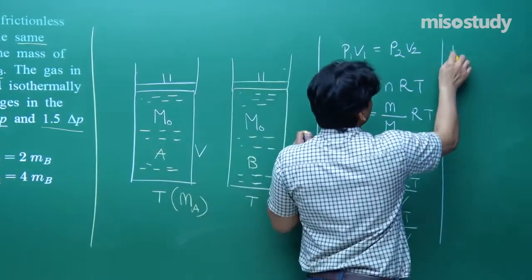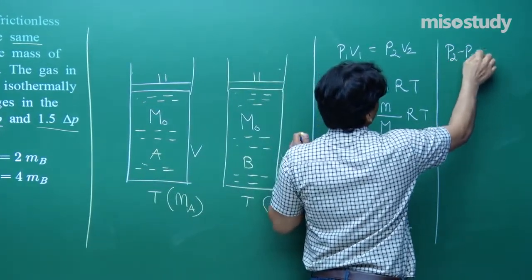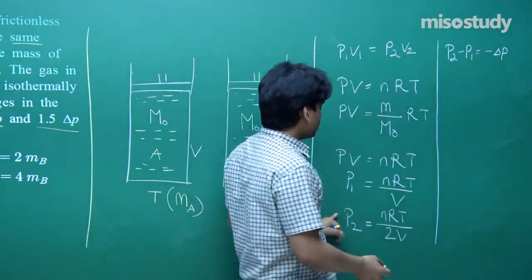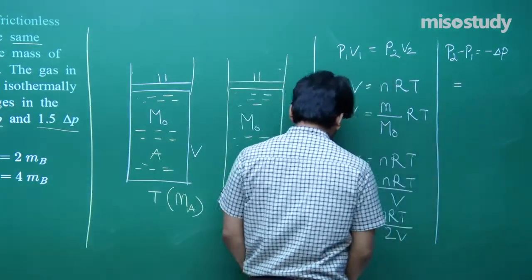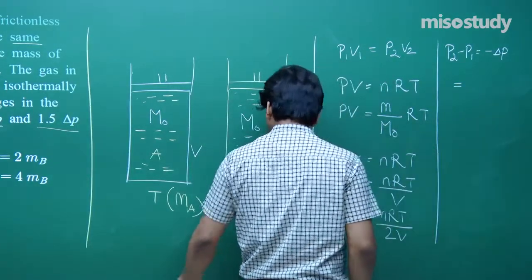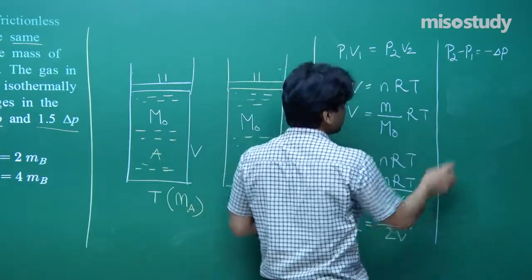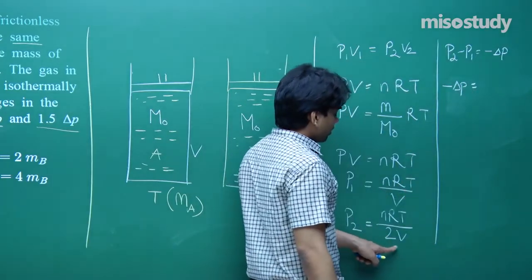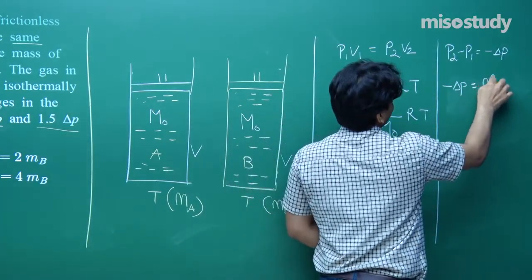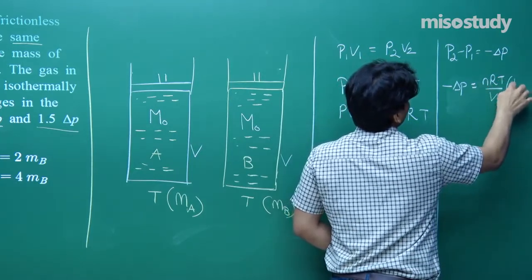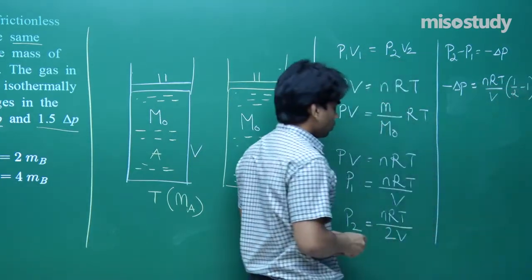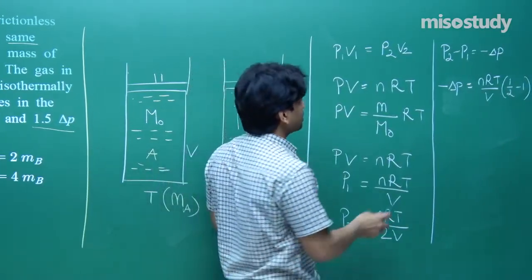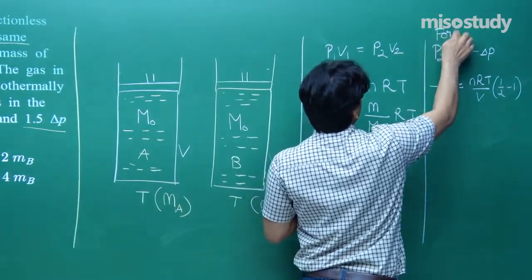So I am using final change in pressure will be equal to minus delta P as per given, because finally it will be reduced. So minus delta P will be equal to P2 minus P1. So nRT by V, nRT by V into 1 by 2 minus 1, you will be obtaining this P2 minus P1. This applies for A.